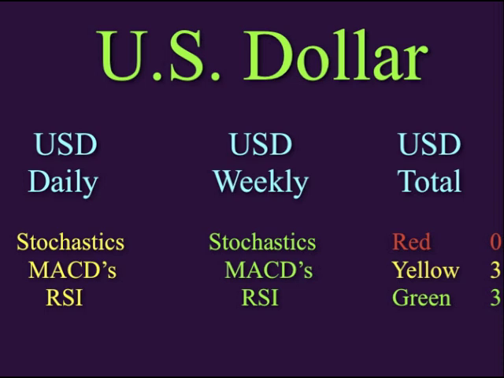And so, summing up the U.S. dollar, we analyzed the daily chart and the weekly chart. On the daily chart, found the stochastics, MACDs, and relative strength index were all neutral, and we gave them a yellow mark. Over on the weekly chart, things were still bullish. The stochastics, MACDs, and relative strength index all got green marks. For a total, we had 0 red marks, 3 yellow marks, and 3 green marks for the U.S. dollar.